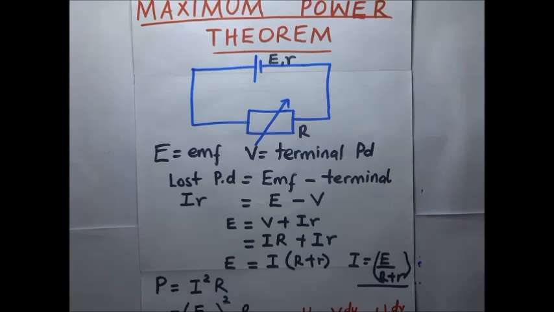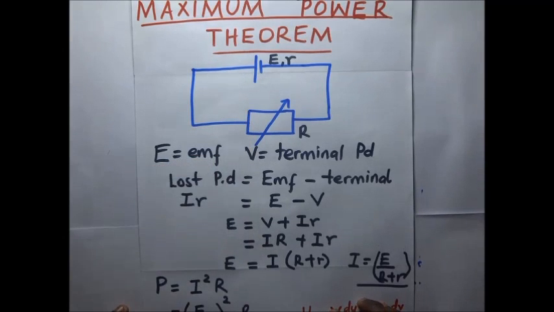In electrical engineering, the maximum power theorem states that to obtain maximum external power from a finite internal resistance, the resistance of the source must be equal to the resistance of the load as viewed from its output terminals. Today, we are going to try and derive that condition, the maximum power theorem, or call it the maximum power transfer theorem.